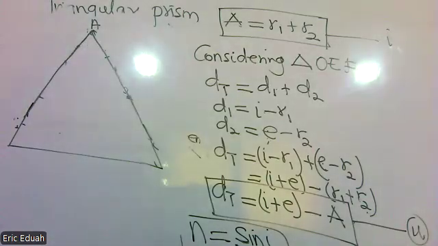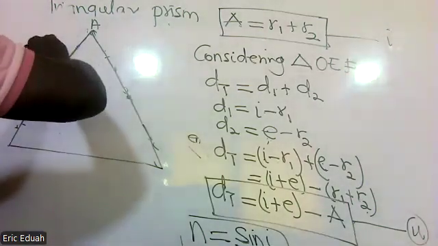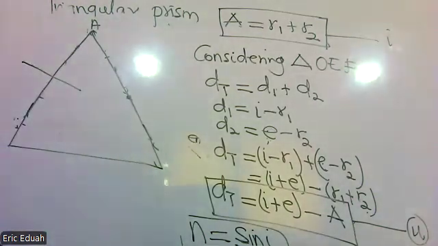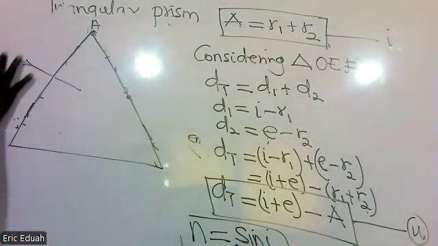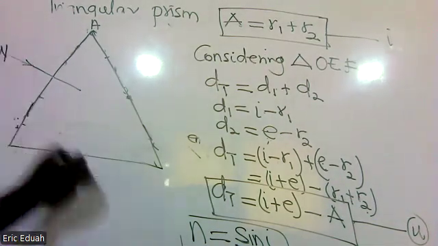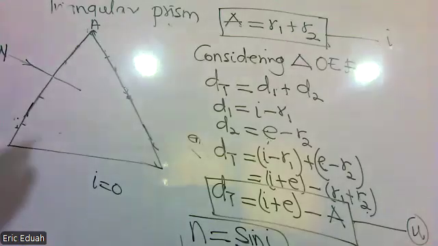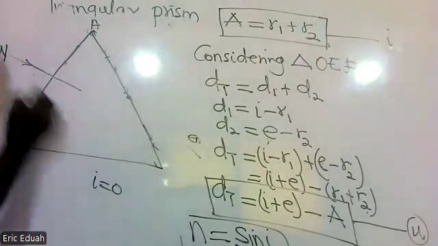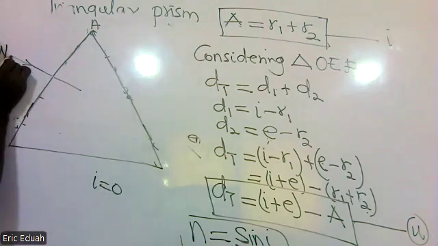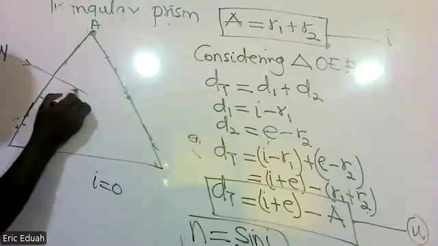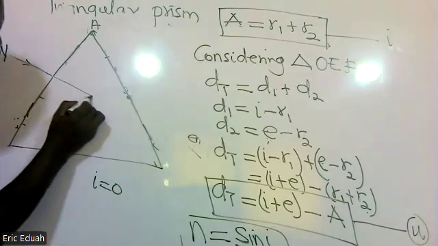This is a giant triangular prism. I have my normal here. If the incident ray is just along the normal, this is the normal, then it means I is equal to 0. Now what will happen is that because I is equal to 0, the light goes undeviated within the prism. So it will go through the prism undeviated.